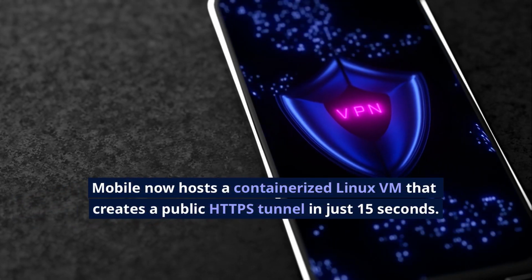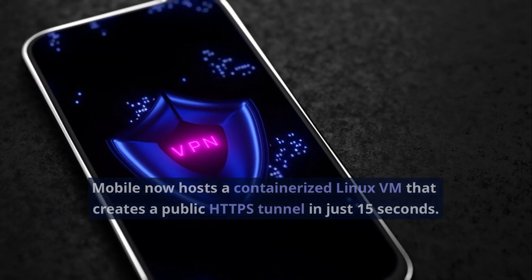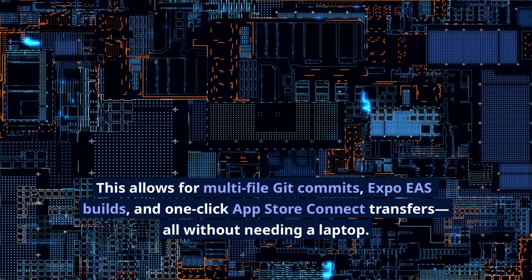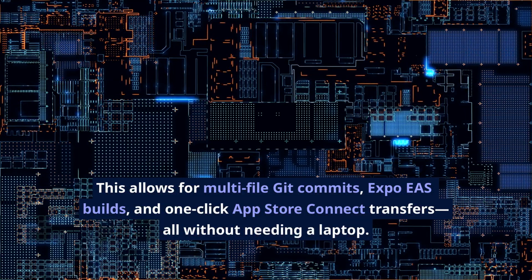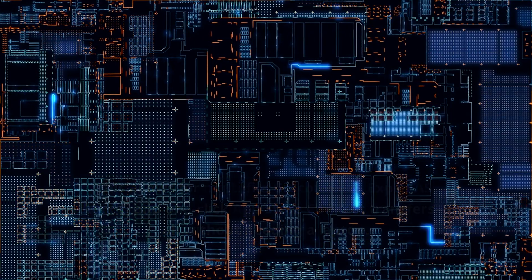Next, Replit Mobile now hosts a containerized Linux VM that creates a public HTTPS tunnel in just 15 seconds. This allows for multi-file Git commits, Expo EAS builds, and one-click App Store Connect transfers, all without needing a laptop.